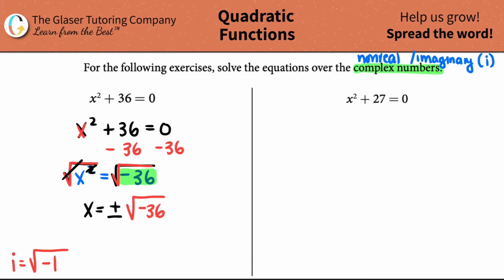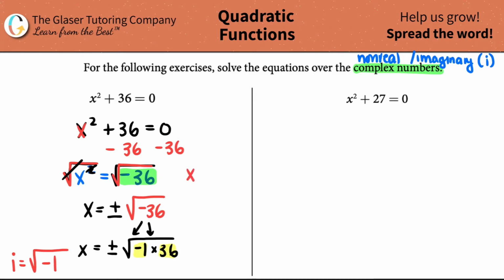Well, I can say that the square root of -36 is the same thing as saying the square root of -1 times 36, right? And this would all be the same. And that way I have 2 different square roots. I have the -1 component and the 36. So I can break this down even further.